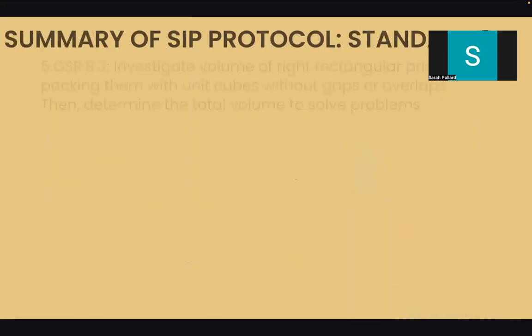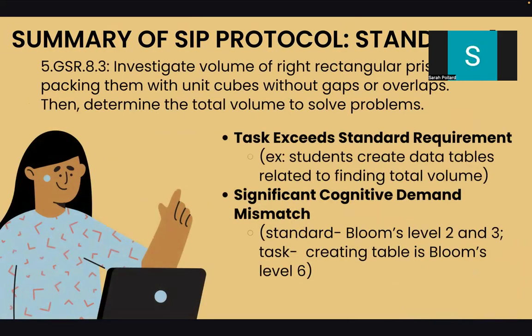So as I go into the standards of the assessment, the first standard that I analyzed with the SIP protocol says investigate volume of right rectangular prisms by packing them with unit cubes without gaps or overlaps, and then determine the total volume to solve problems. The SIP protocol for that Standard 1 revealed the task requires more than the standard states, including the creation of a table to display data related to finding total volume.